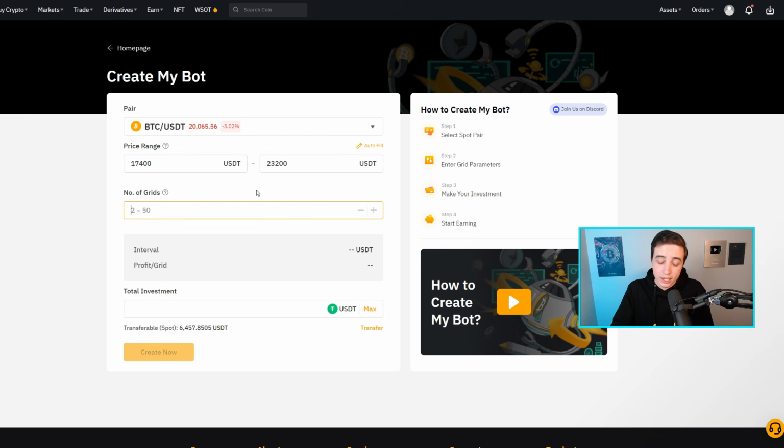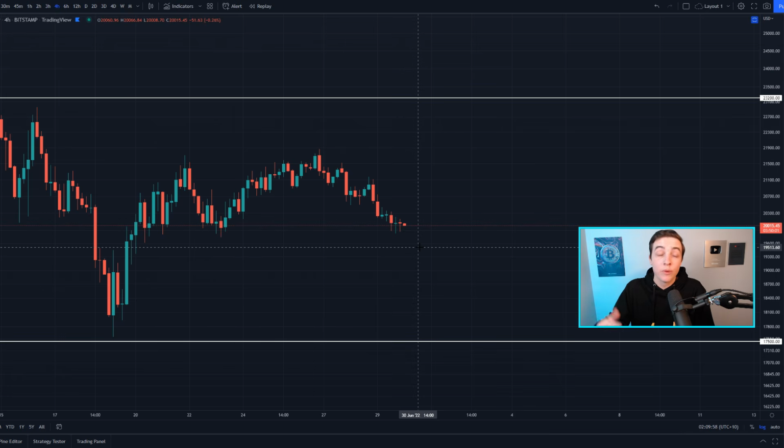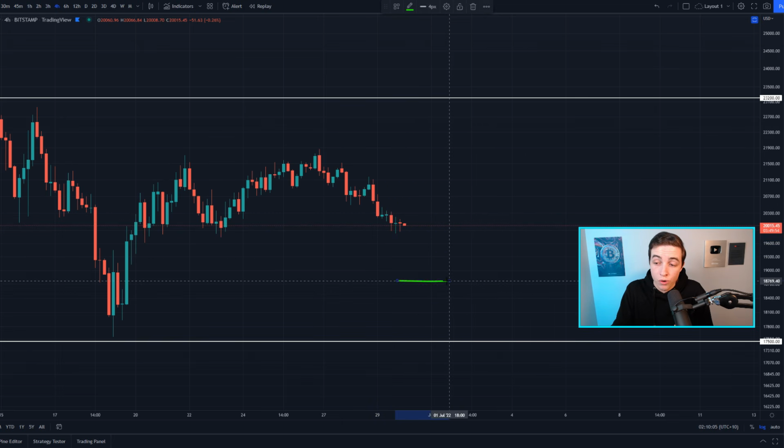Now, putting in a grid count, putting in something like 16 is not too bad, I think, for this price range, which basically means if we're in the middle of this price range, there's going to be about 8 sell orders above the Bitcoin price and 8 buy orders below the Bitcoin price, if we're right in the middle, that is.